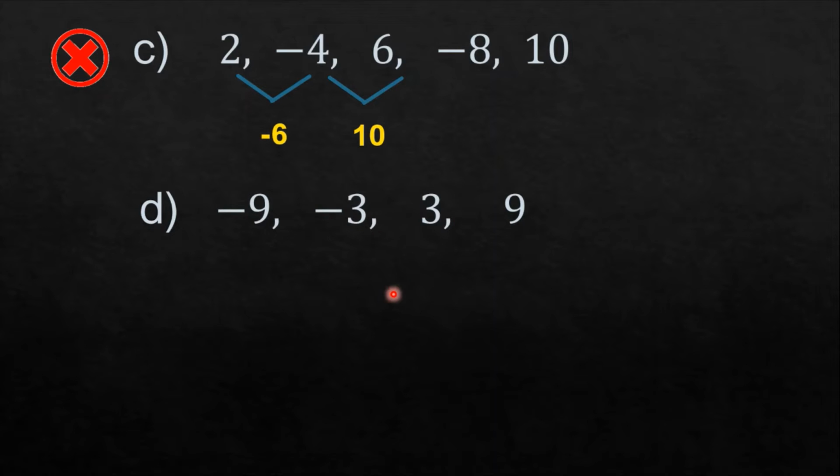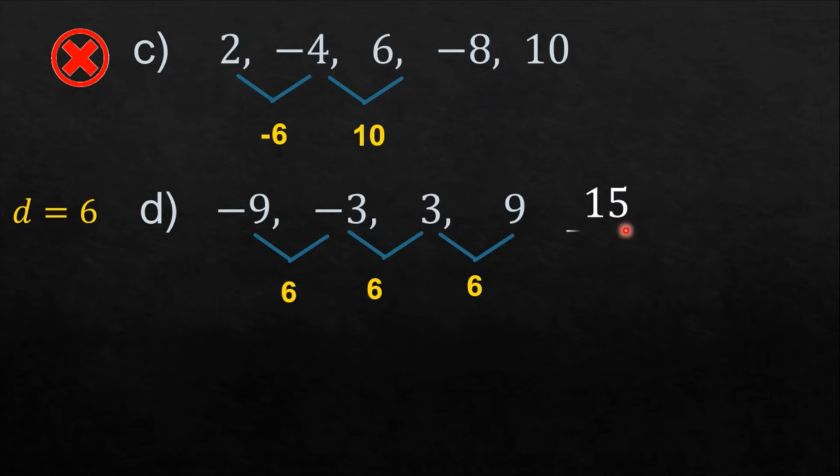Let's have letter D. Negative 9, negative 3, 3, and 9. Negative 3 minus negative 9 is positive 6. 3 minus negative 3 is 6. And 9 minus 3 is 6. So, pare-pareho ang kanilang differences. Definitely, this sequence is an arithmetic sequence. So, the common difference is positive 6. To get the next two terms, si 9 ay add natin ng 6. 9 plus 6 is 15, plus 6 is 21.